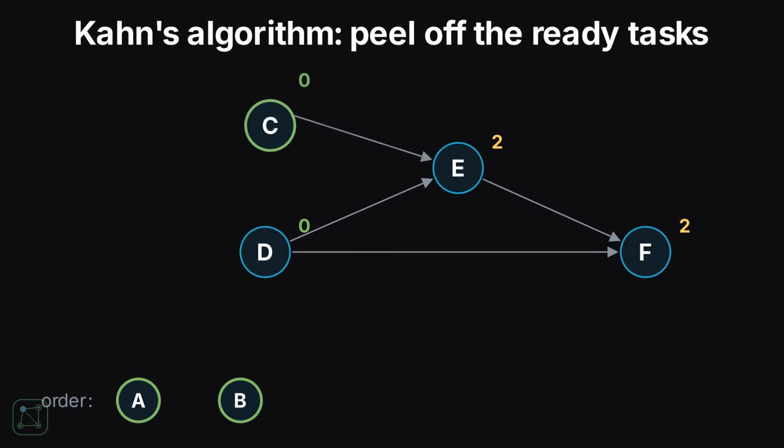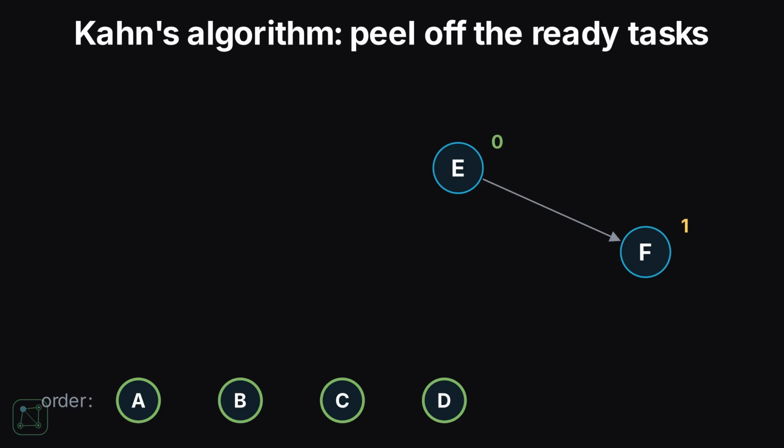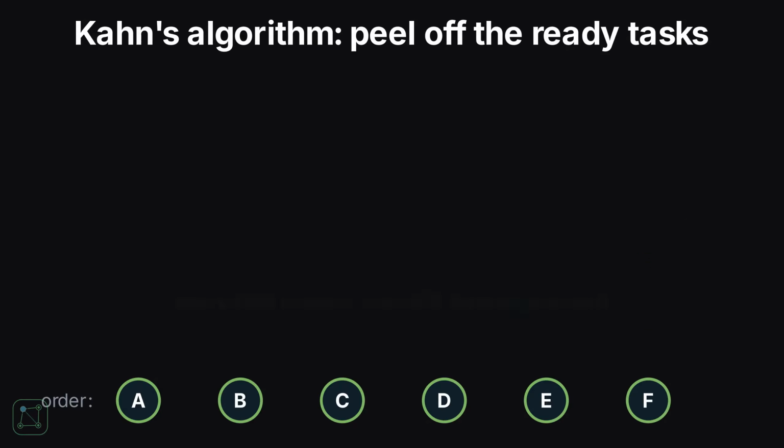Some of those tasks now drop to in-degree 0, they just became ready. Add them to the pool. Repeat. Take a ready task, output it, peel away its arrows, free up the next ones. Keep going until every task is placed. The order you printed is a valid topological sort.